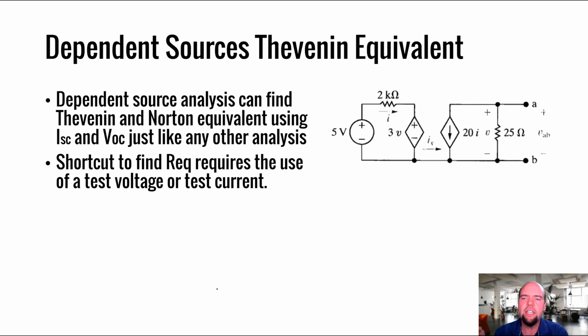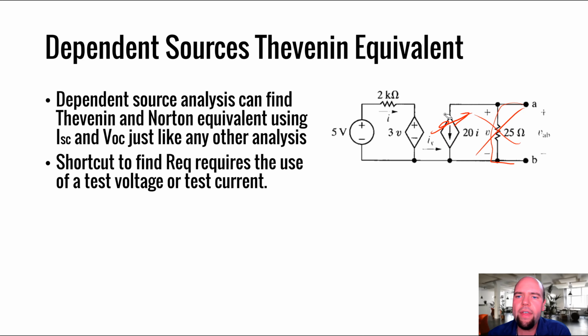So, for instance, consider this circuit here. If we were just looking with the traditional REQ calculation, this is a current supply. We could set it to a 0 amp current supply, which is just taking it out. So we'd take that out, and then all we'd have left is a 25 ohm resistance. So we could say REQ is 25 ohms. That's not actually going to work though.